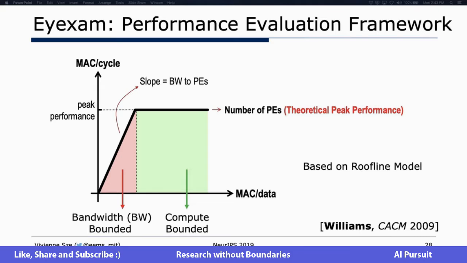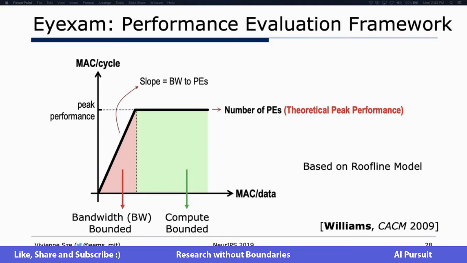Basically there are two axes to this plot. There's a vertical axis, which is the max MACs per cycle. So the higher, the better here. That means you're going to be able to process at higher throughput. And then there's also max MACs per data on the x-axis, which is basically telling you for every given piece of data how many operations you can actually do.